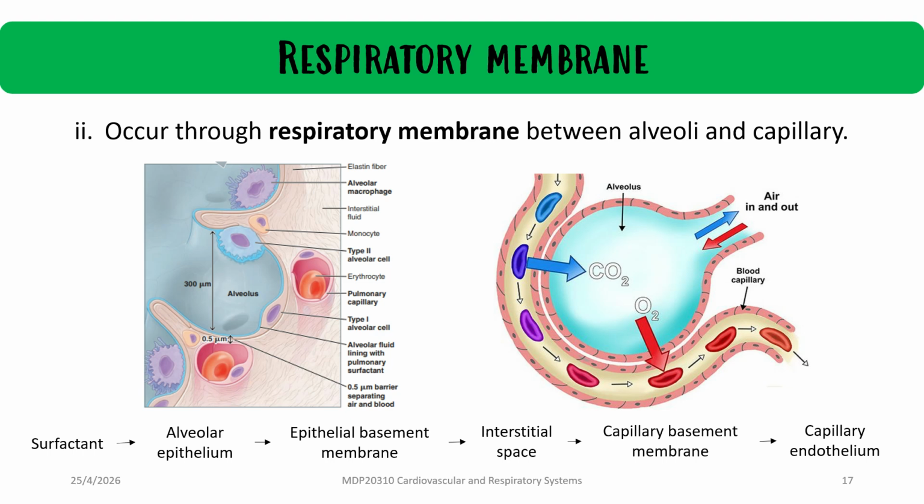So these are the six layers of the thin respiratory membrane. It goes from the surfactant to the alveolar epithelium, passes through the epithelial basement membrane, then goes to the interstitial space, the division between alveolar and the blood vessels. Then it passes through the capillary basement membrane, then passes through the capillary endothelium before it enters the plasma or the blood vessels.